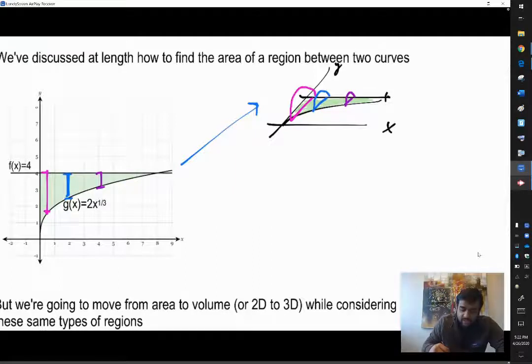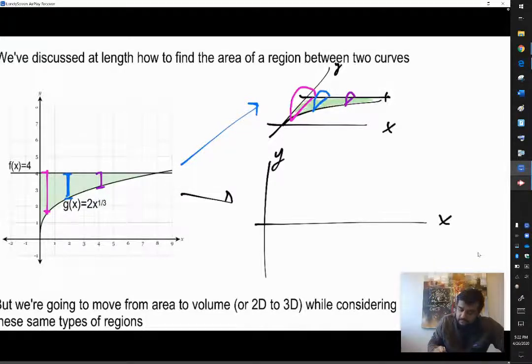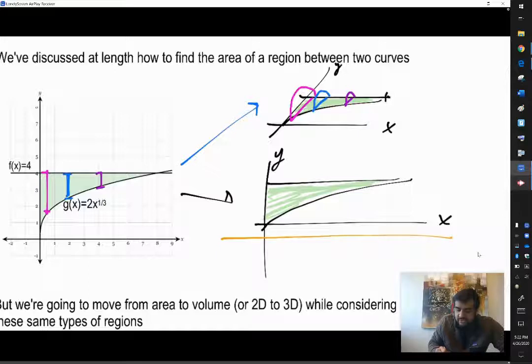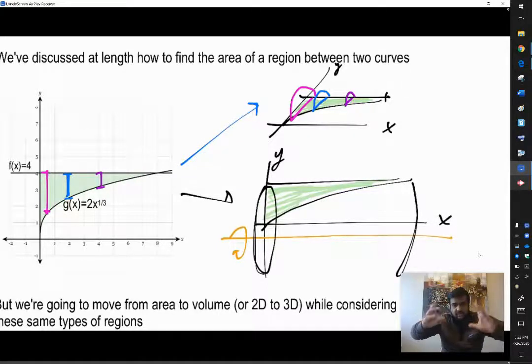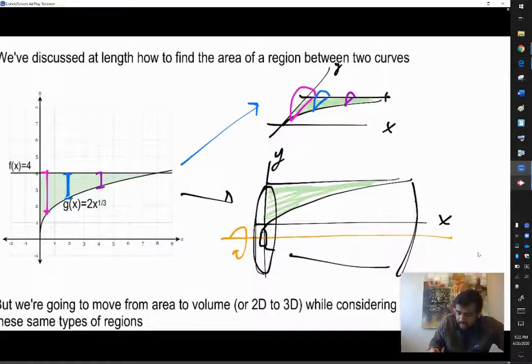I also mentioned that we can look at volume when a region like this is the basis of a solid formed by revolution. Looking back at the two-dimensional view, one could imagine this space in green spinning around some kind of axis. Imagine you have this orange line as the axis, and if you spin this green region around this axis, you would end up with, on the outside, a flat cylindrical type shape, and the inside would be hollowed out. You'd have a hole at the end here and a bigger hole out here.